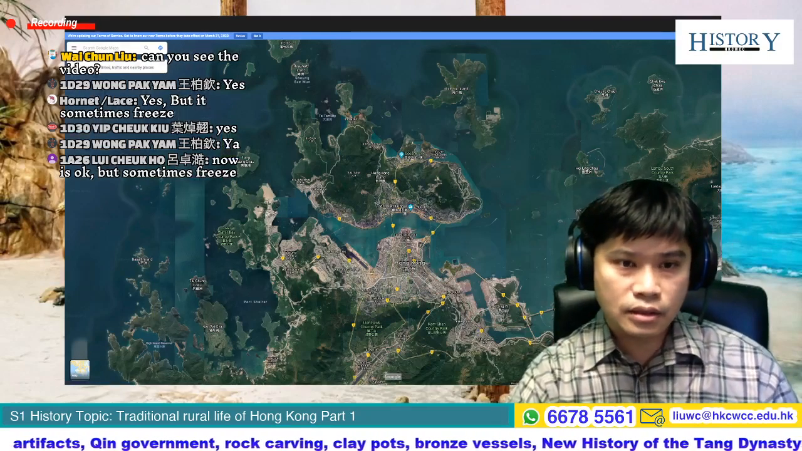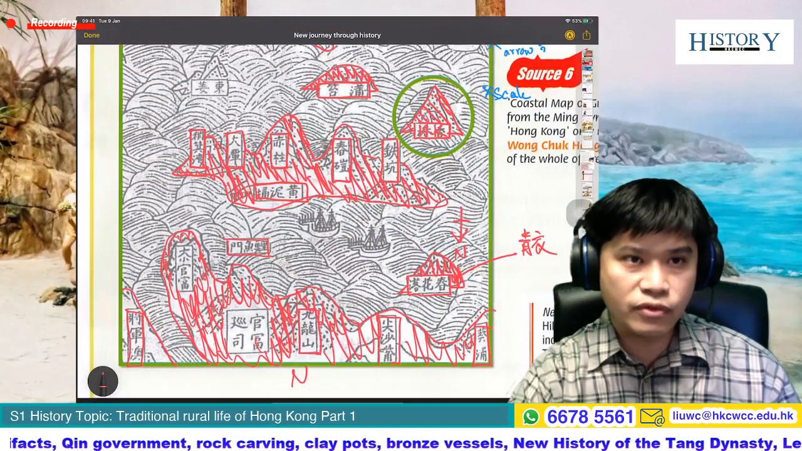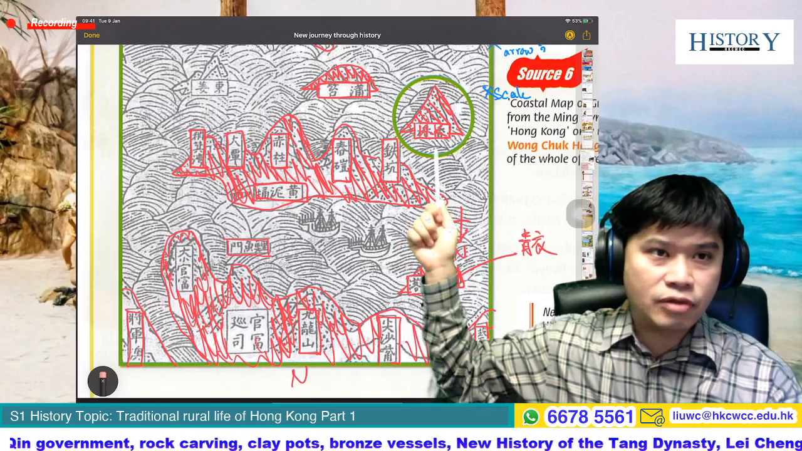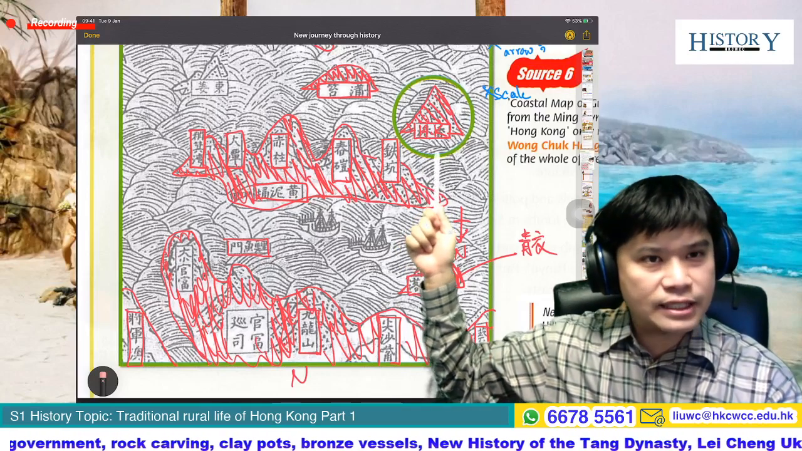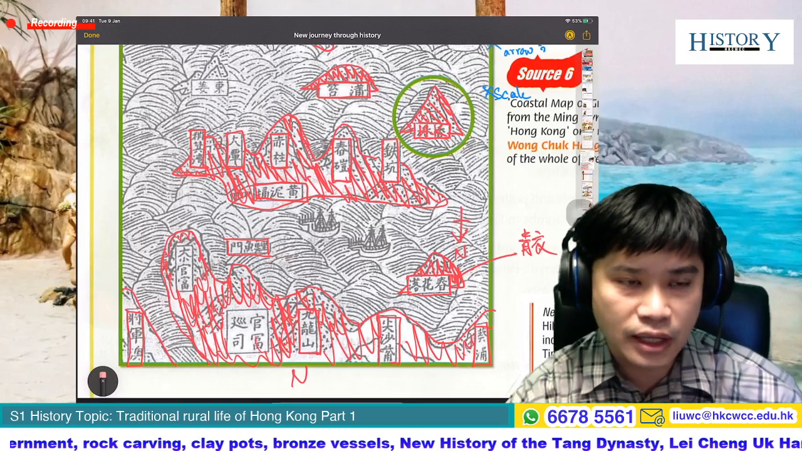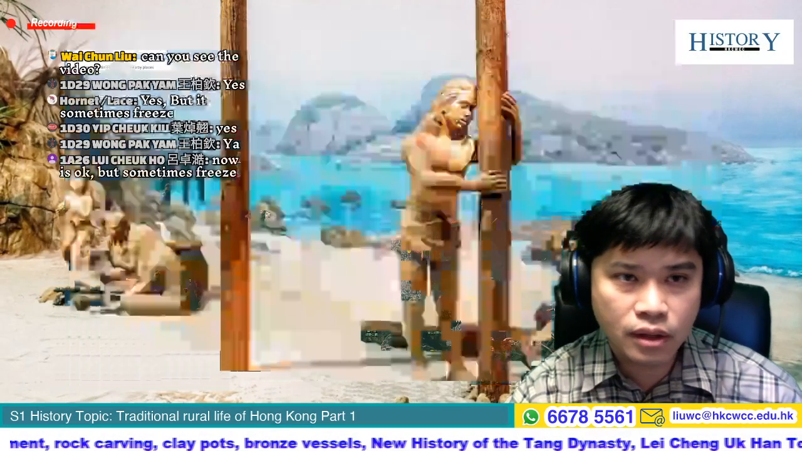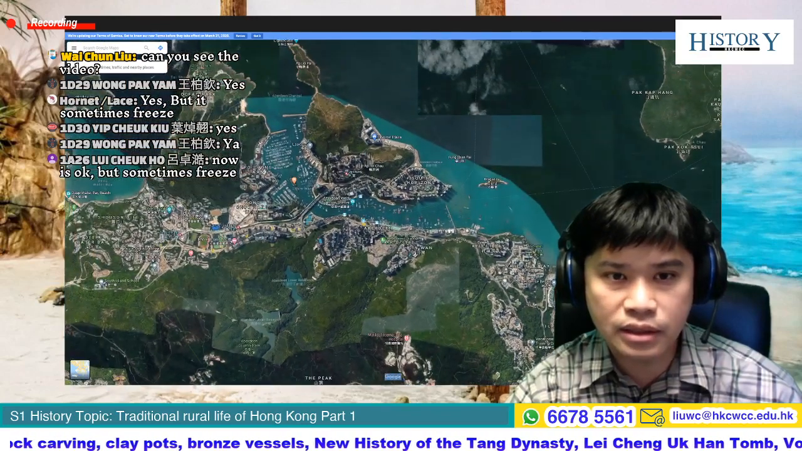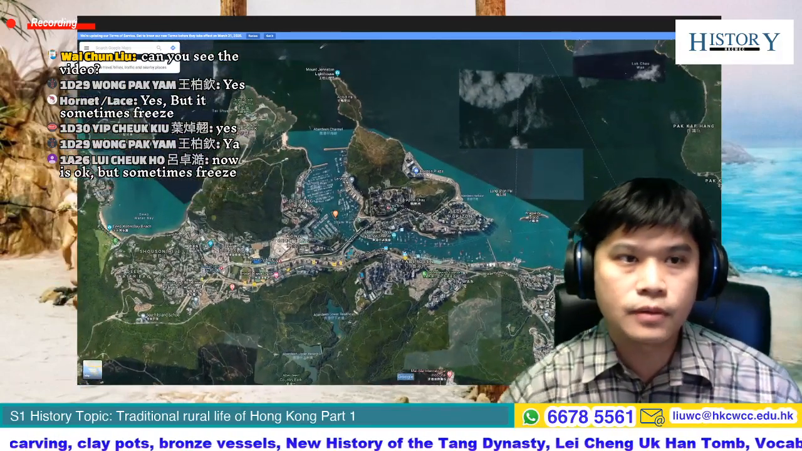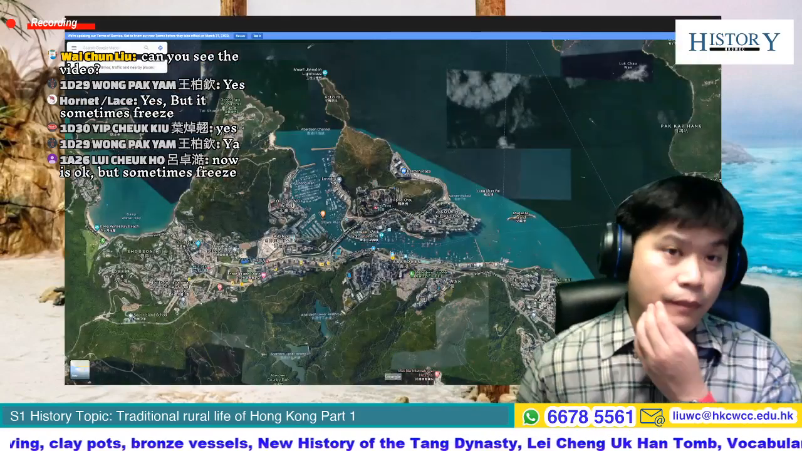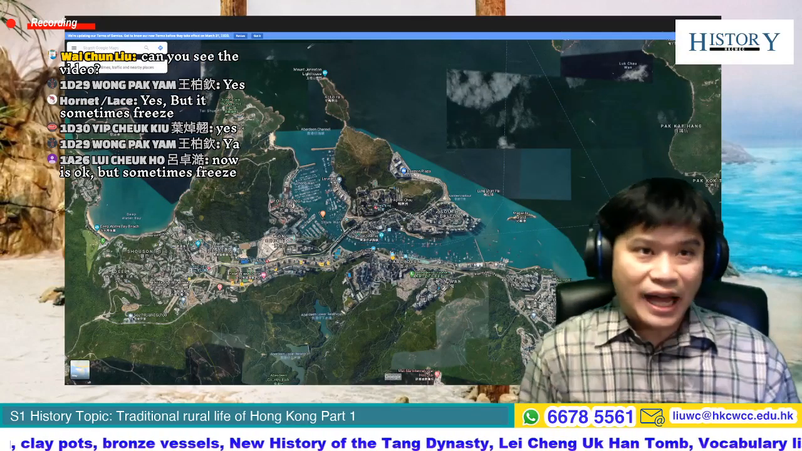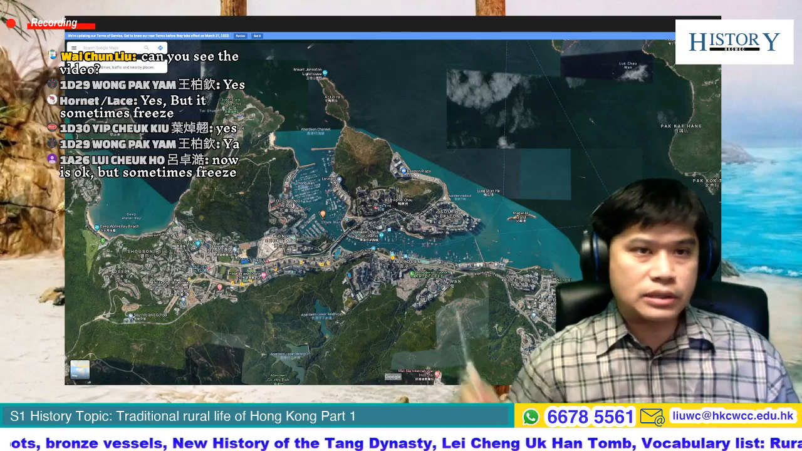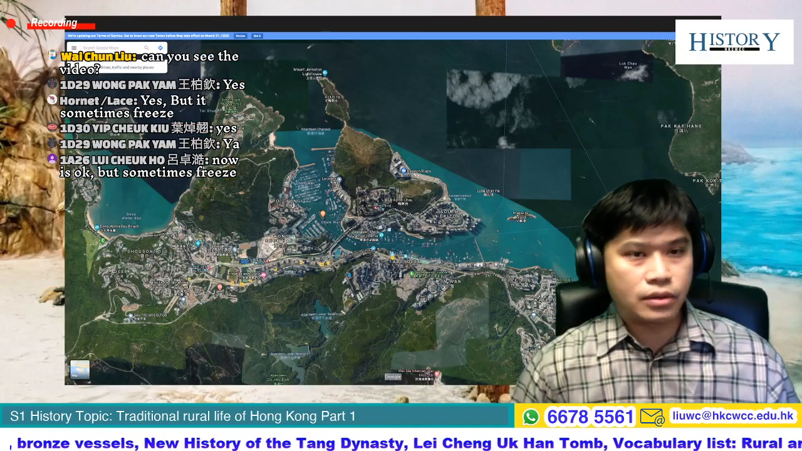Then if you refer to the map, Hong Kong Island right here. Where is that Hong Kong Island? I may tell you, Hong Kong Island, that is exactly the small island here. The small island here, that is Ap Lei Chau. So actually, the name of Hong Kong comes from this island, Ap Lei Chau.